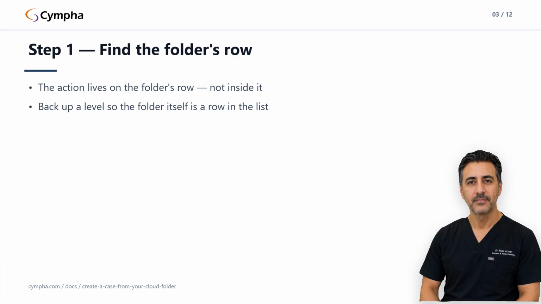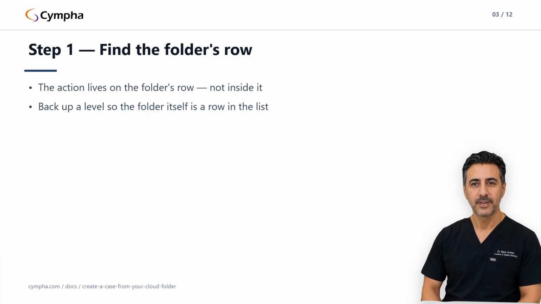Step 2 is one click. On the folder's row, open the 3-dot More Actions menu. Alongside Rename and Delete you'll find the option you're here for, Create Case from Folder. Click it, and the app navigates to the new case page, the exact same page you'd reach starting a case manually, but with one difference: the folder reference travels along with the navigation.